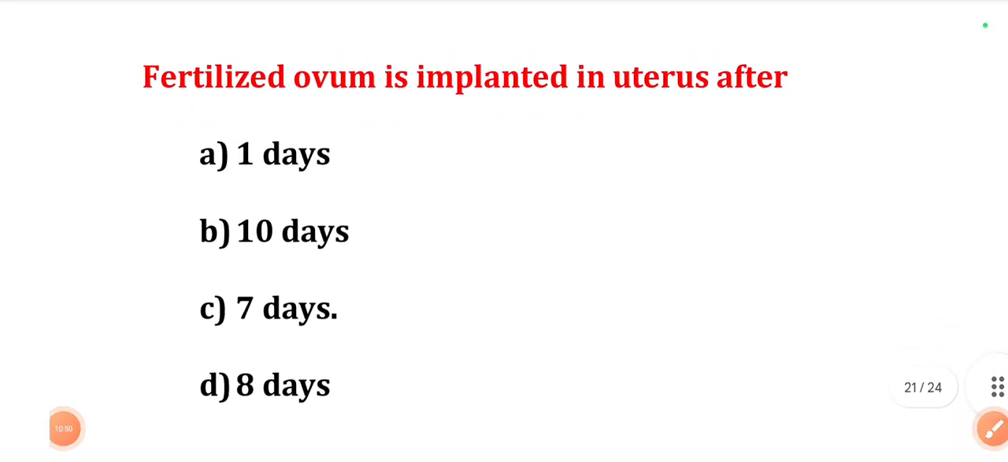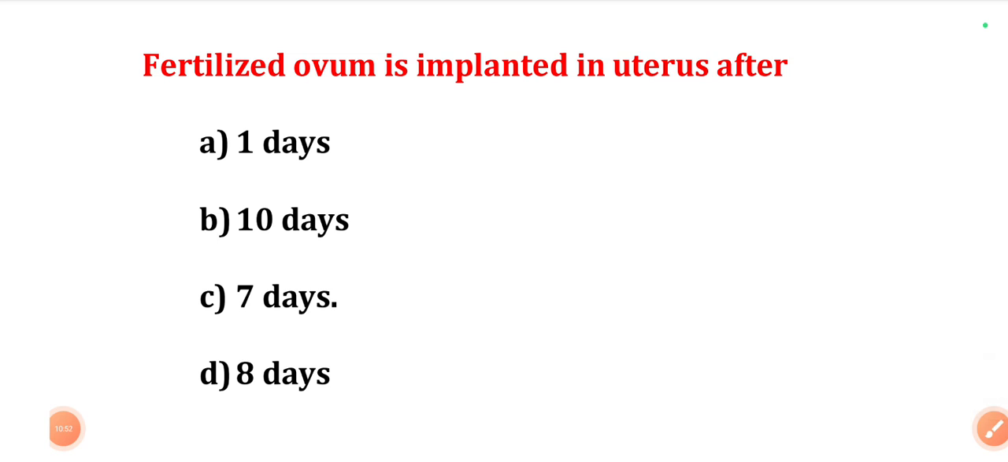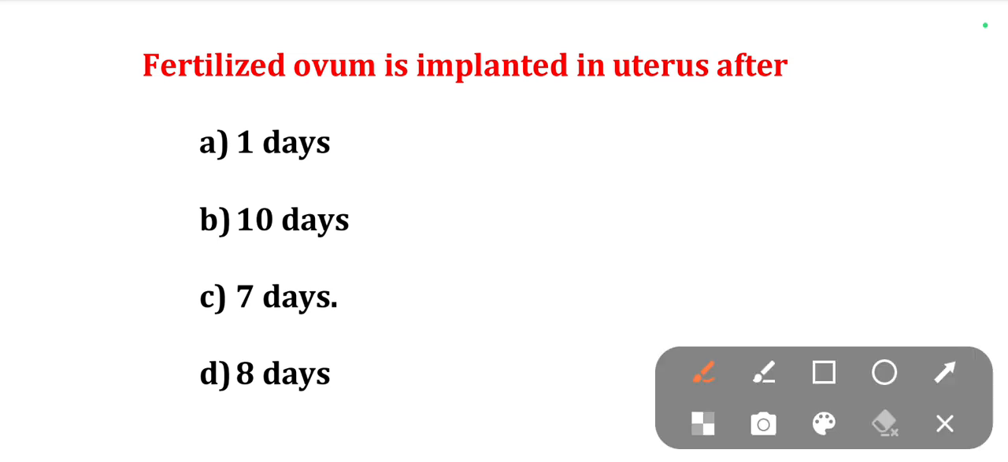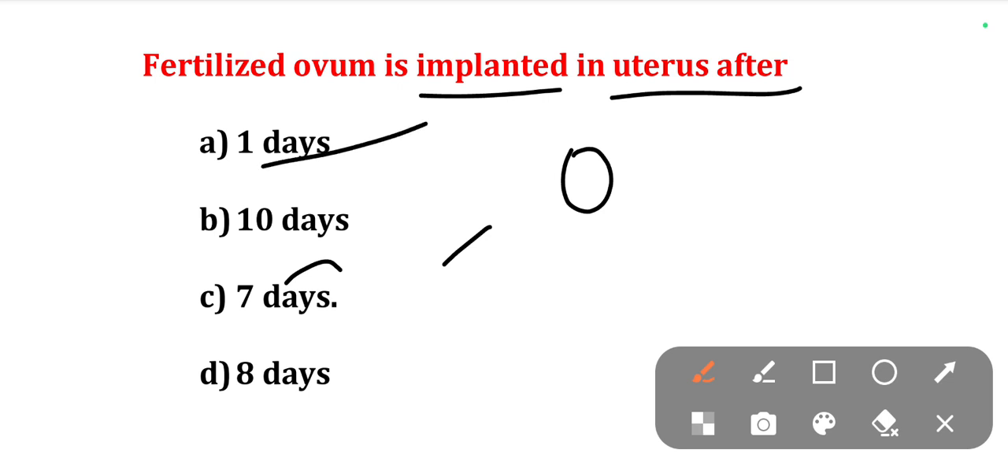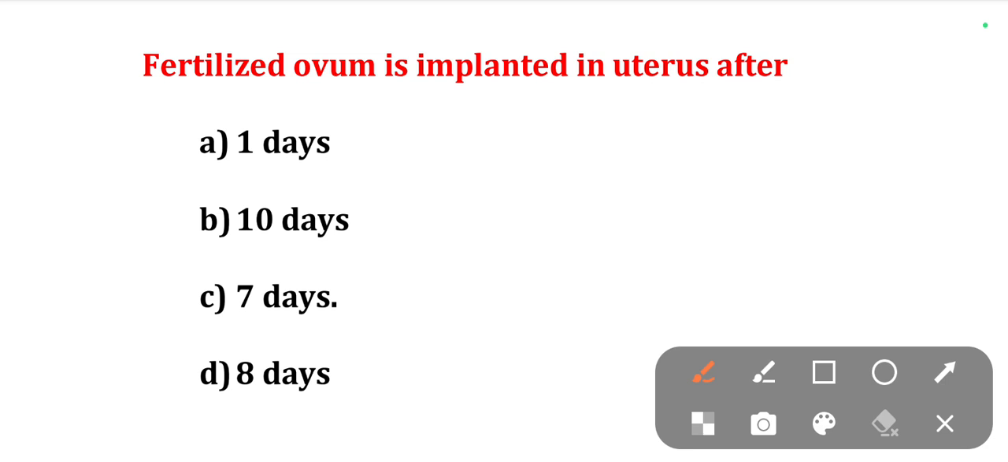The next one is fertilized ovum is implanted in uterus after. So after the sperm is conjoined with the ovum, how many days will it take to implant the fertilized ovum in uterus? Options: 1 day, 10 days, 7 days, and 8 days. The right one is 7 days. So 7 days it will take to implant the fertilized ovum from fallopian tube to uterus.